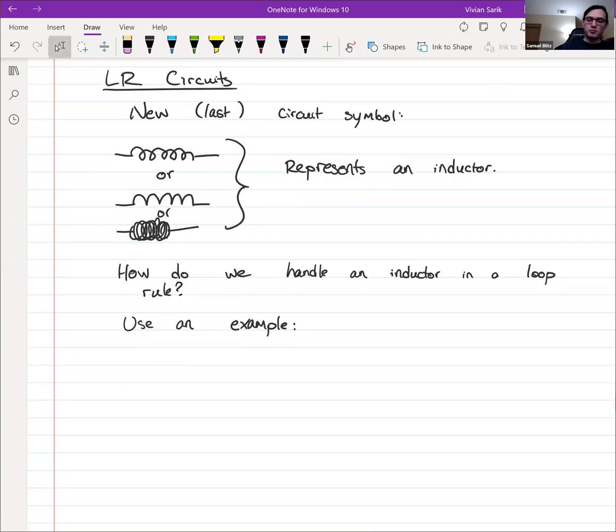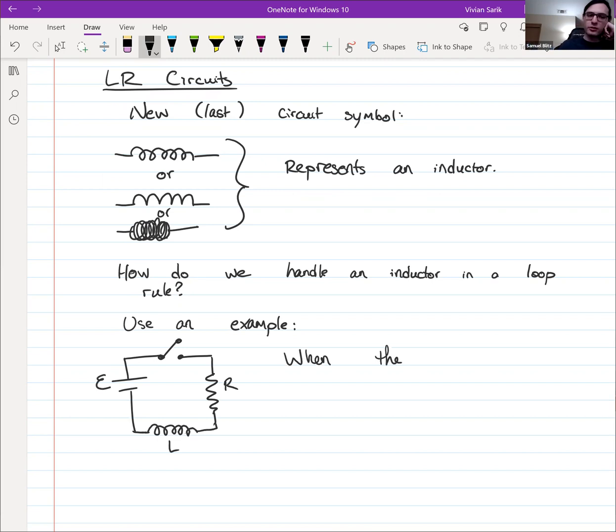So we have our battery, a switch, our resistor, and then an inductor. Actually, I'm going to use the loopy kind because it's more obviously not a resistor. The inductor has inductance L, the resistor has resistance R, and the battery has EMF E. So when the switch is closed, if the inductor weren't present, the current would go immediately from 0 to, from Ohm's law, E over R.